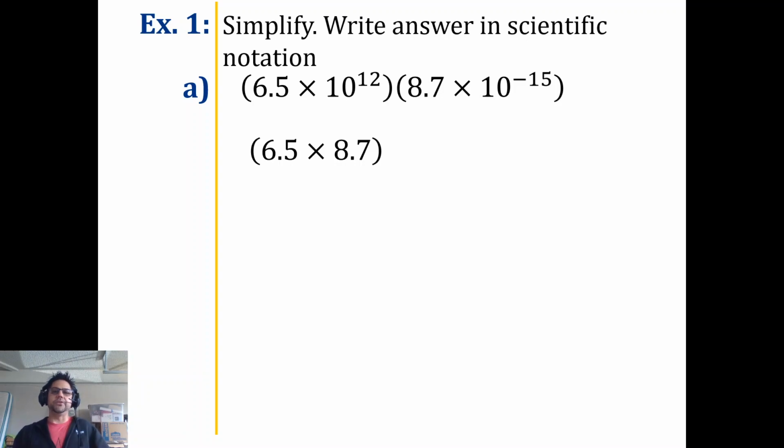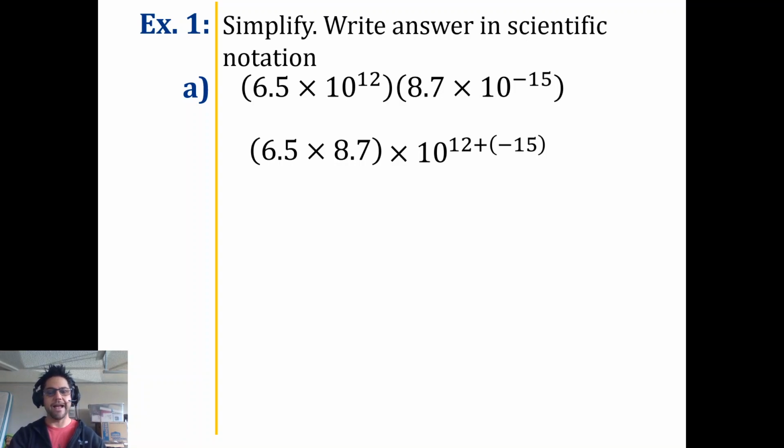Then what you're going to be doing is accessing your memories for your exponent rules. If you notice, we've got a 12th power and a negative 15th power. They've got the same base of 10, and they're both inside the parentheses. So that means we're really going to go ahead and add those exponents. So I have a 12 plus a negative 15, so that should give me my new exponent.